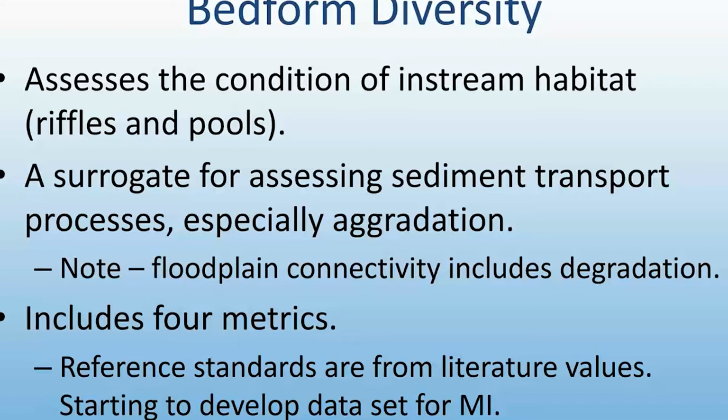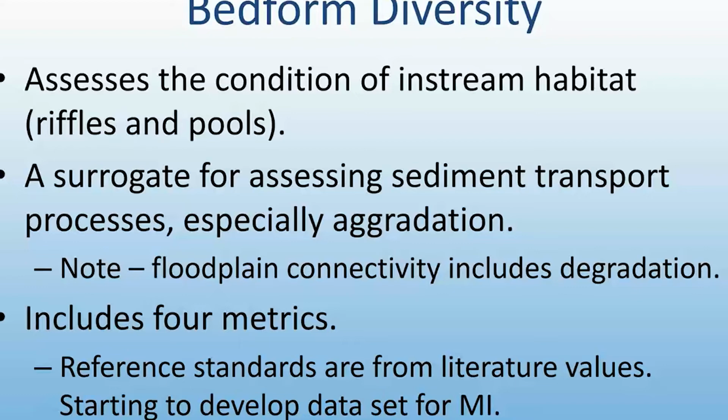Because if you got them wrong, it'll show up in the form of aggradation, which the bed form diversity will pick up. Your pools might fill up with sediment, or worse than that, your riffles might fill up with sediment. And then we capture degradation with the floodplain connectivity parameter that we just went over, bank height ratio in particular. So I would argue that sediment transport effects are in the SQT. We just do it through surrogates, primarily through bed form diversity and floodplain connectivity.